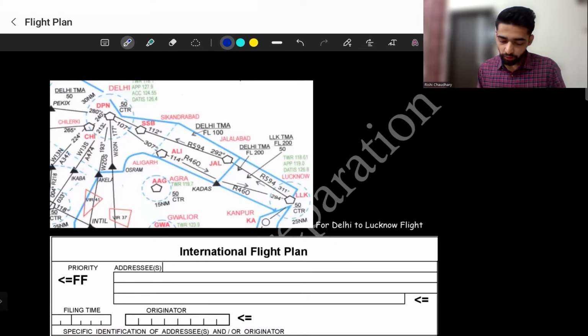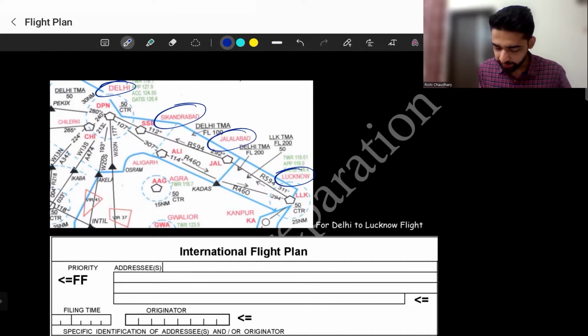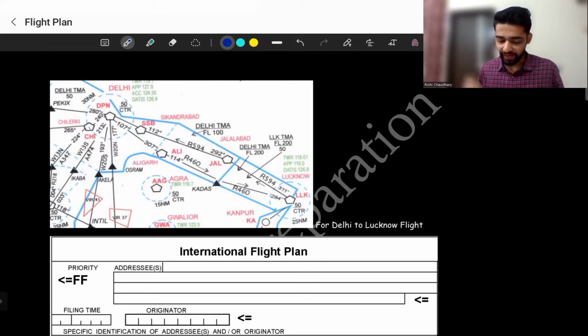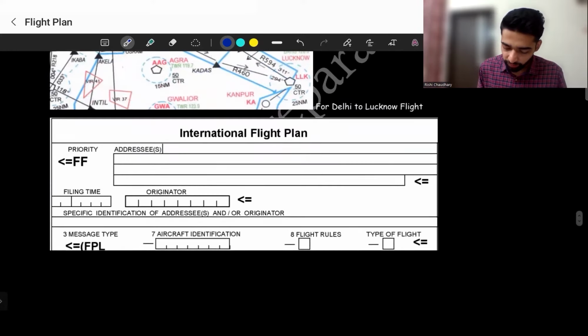So I want to fly from Delhi to Lucknow, and I will cross what all checkpoints I can cross: Sikandrabad, Jalalabad, and then come to Lucknow, or I can even cross Aligarh, JAL, and then I can go to Lucknow. I have two routes. I have the third route, which is not at all useful for us though. So it is Delhi, Agra, and Agra, Lucknow. Like that also I can choose. So now we all have to fill the flight plan for Delhi to Lucknow flight. Okay. So let's do in that way. So first we will ignore this part, and from here, item number 7, we will start filling.